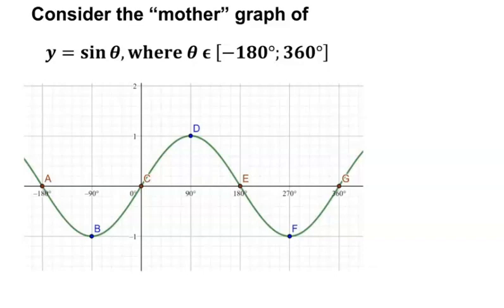Now look at the same graph where I've added some labels. You will see we have an intercept with the horizontal axis at A, which is a value of minus 180. Then the next one is at C, which is at 0 degrees. The next one is at E, which is at 180 degrees. And then we have another one at 360 degrees. And this is when we draw the graph in between minus 180 and 360 degrees.